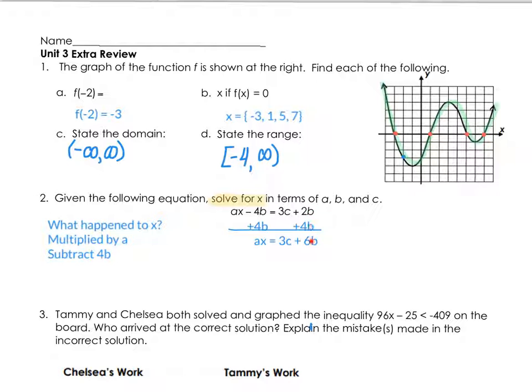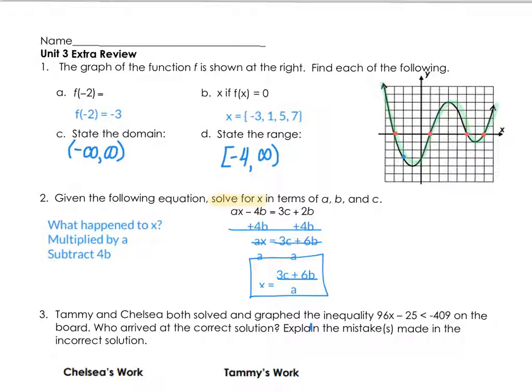So 2b's plus 4b's gives me 6b's all together. And then lastly, we're multiplying by a, so now I need to do the opposite, which would be divide by a. So we have two options on the right-hand side here. We can do the pretzel method, or we can just leave it as one big fraction. Since it's not a multiple choice question, I don't have to worry about it matching my choices. So I can leave it as 3c plus 6b divided by a.